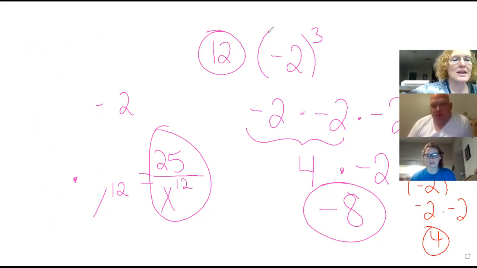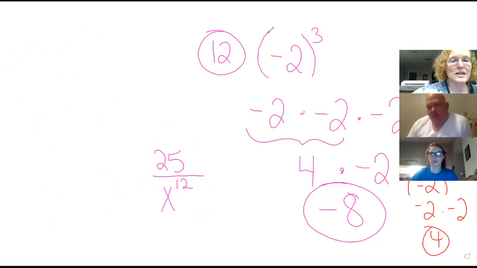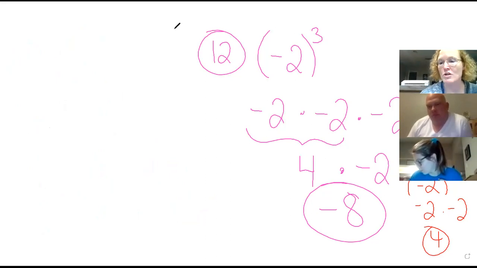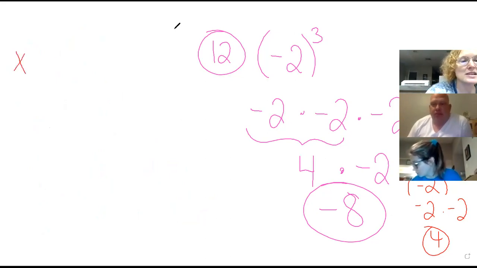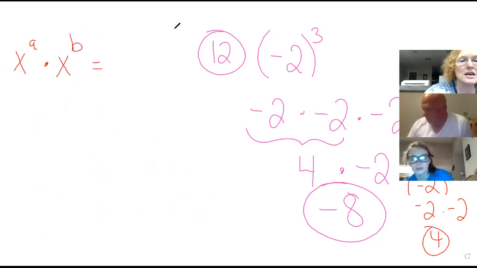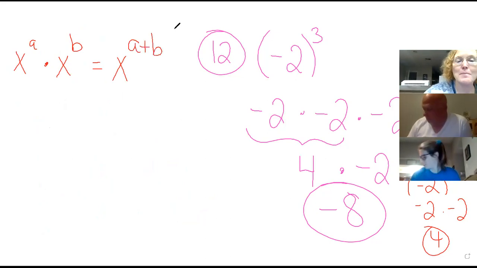Now, I'm going to say this when I'm erasing this. Shane, this is not an exhaustive list. It's the ones that you're going to need for this homework, okay? So I don't want you to think these are the only exponential rules that exist, because they're not. So x to the a times x to the b is going to be x to the a plus b power.